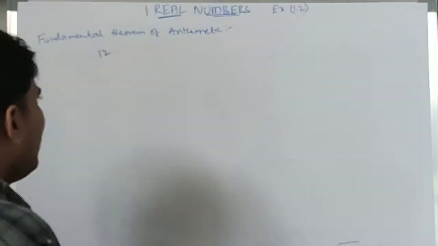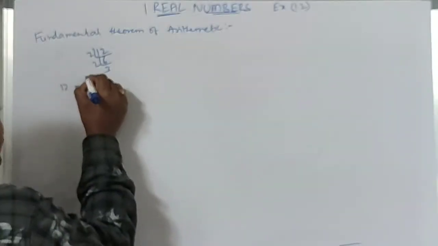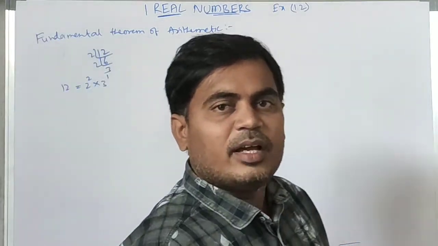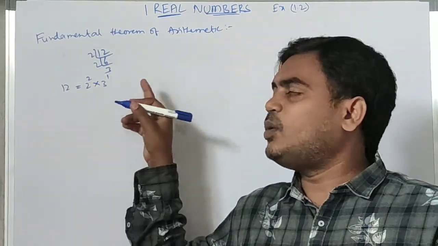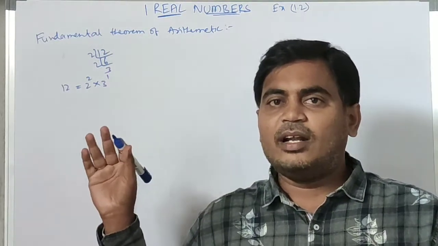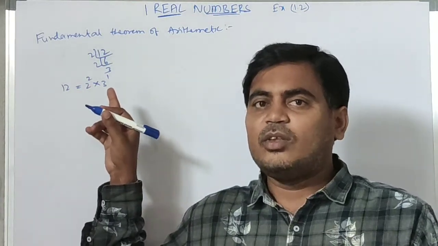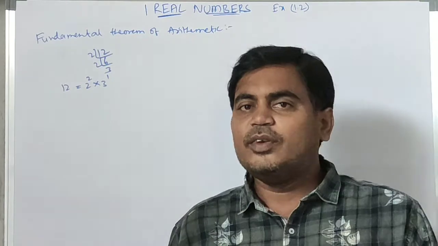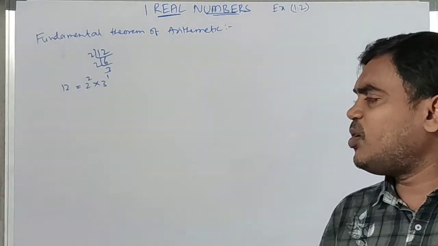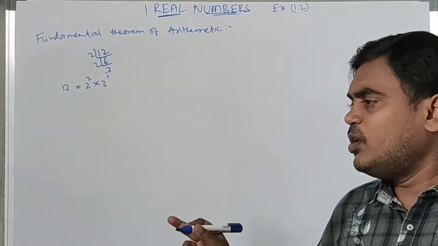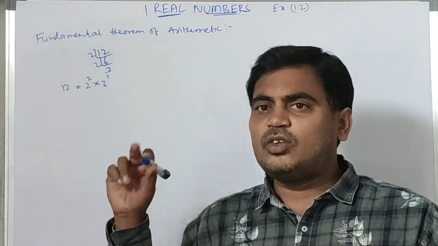For example, I am taking the number 12. If I want to do the prime factorization of 12, 2 into 6, 2 into 3. We can write 12 as 2 square into 3 power 1. So this is the prime factorization of the number 12. This is the only way. We can't write it other than prime factorization. So the prime factorization is always unique. 12 equals 2 square into 3 power 1, or 3 power 1 into 2 square. We will get only the prime factors 2 and 3.